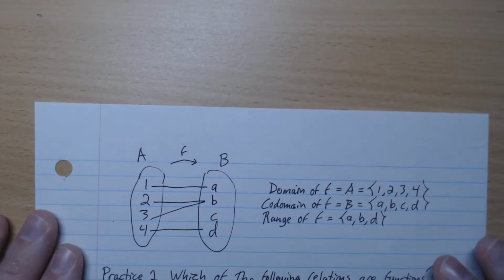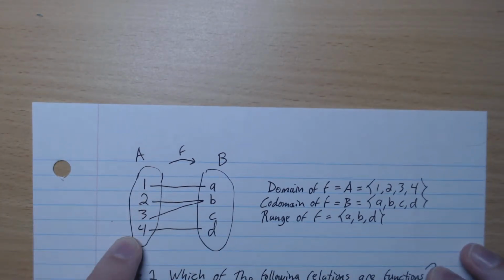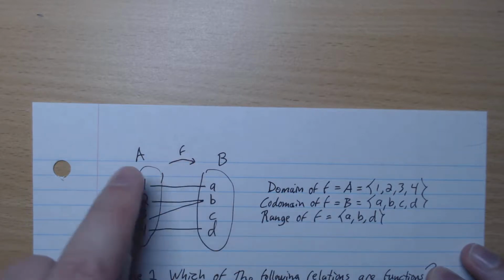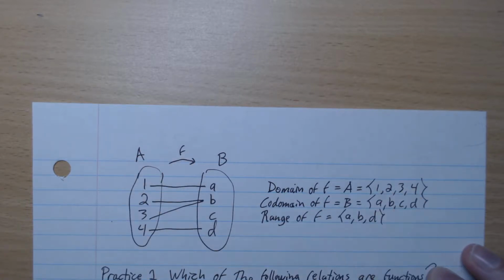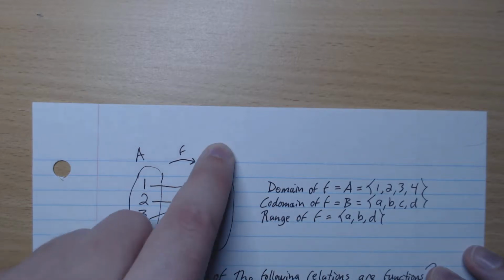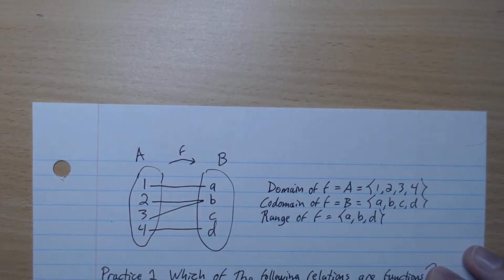Here we have another function. The domain of f is A, 1, 2, 3, 4. The codomain of f is our set B, A, B, C, D. And the range of f is the set of elements that are being hit, the elements that have an image. So A, B, and D is the range of f.